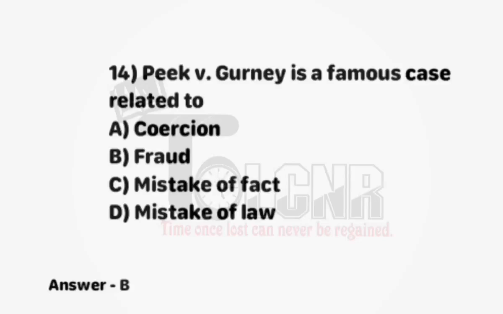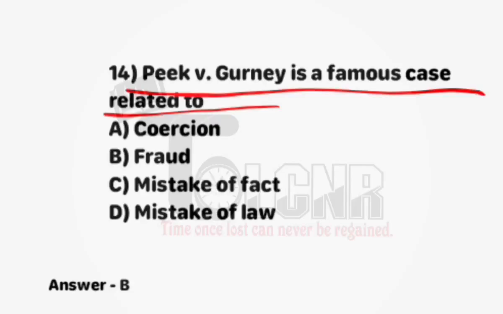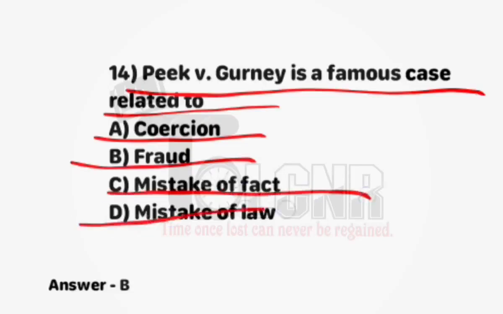Next question is, Peak versus Gurney is a famous case related to option A coercion, option B fraud, option C mistake of fact, option D mistake of law. Option B is correct, fraud. Peak versus Gurney is a famous case related to fraud.